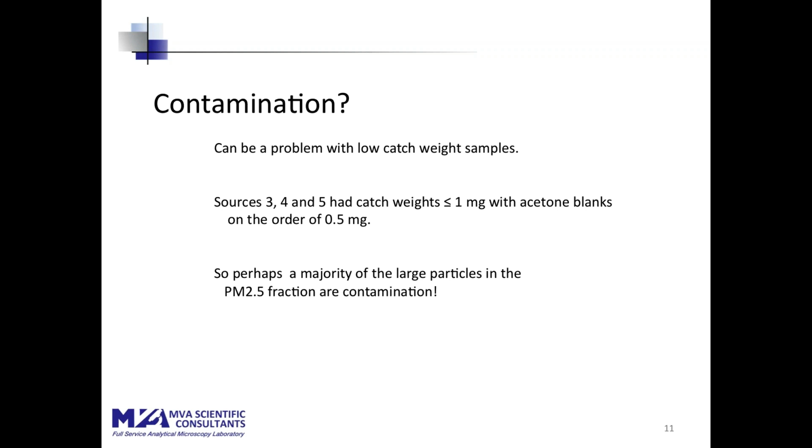In this particular example, sources 3, 4, and 5, those which had the lowest fraction of material that measured less than 2.5 microns in diameter, had a total catch weight of less than or equal to 1 milligram. The acetone blanks, that is the reagent blank used to rinse this material out and catch it to weigh it, were on the order of 0.5 milligram. So there's a significant chance for contamination in these very lightweight samples. So perhaps the majority of the large particles in the 2.5 micron fraction are contamination, particularly in samples 3, 4, and 5, which had the very low catch weights.